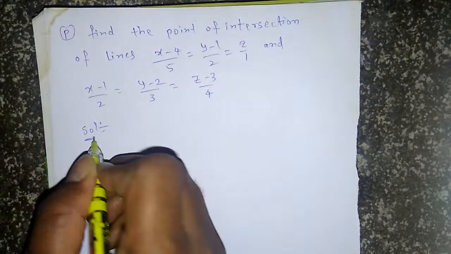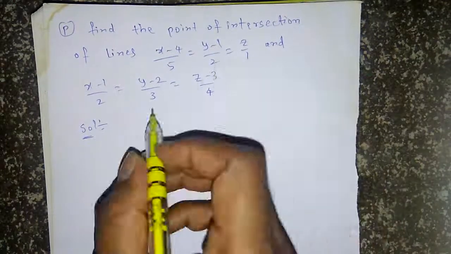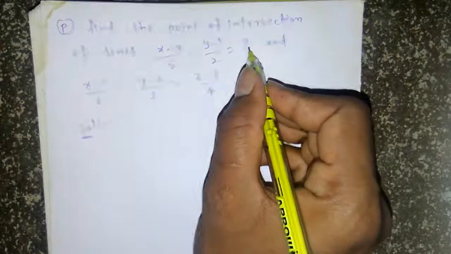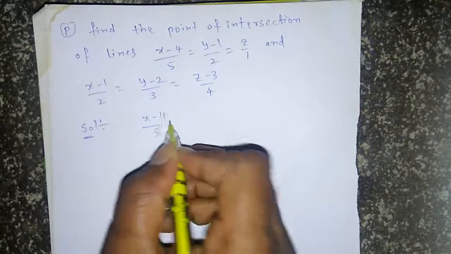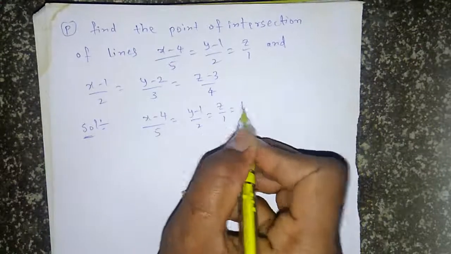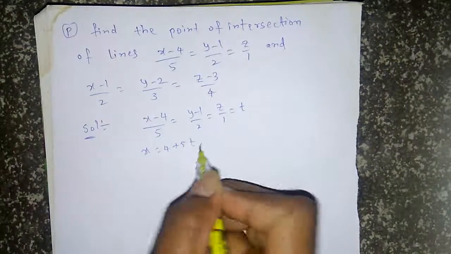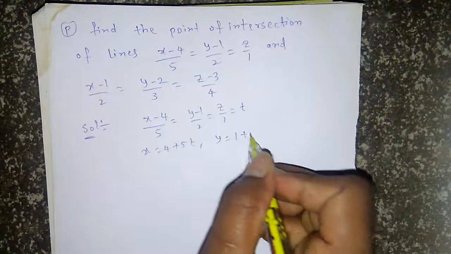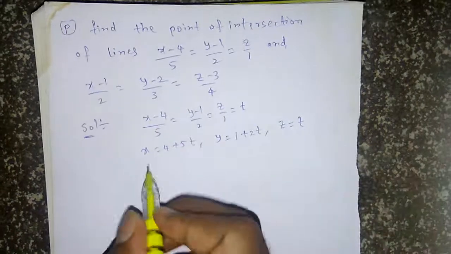So two lines are given. For the first line, I can write all three equal to some t, assume. So let us take (x minus 4)/5 = (y minus 1)/2 = z/1 = t. So x will be 4 plus 5t, similarly y will be 1 plus 2t, and z will be 1 into t, that is t.